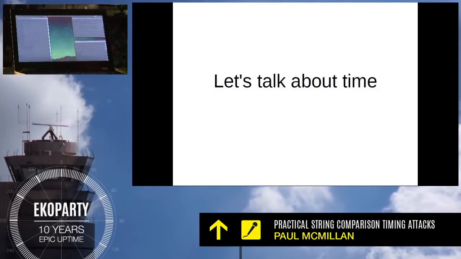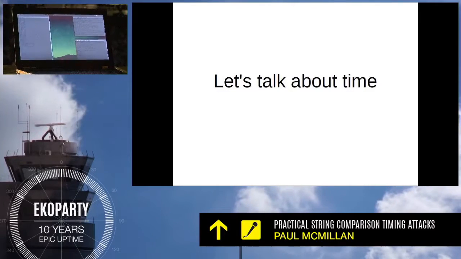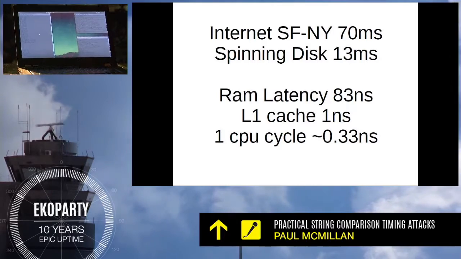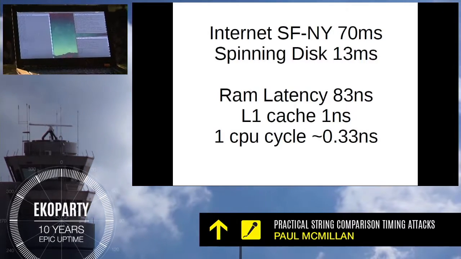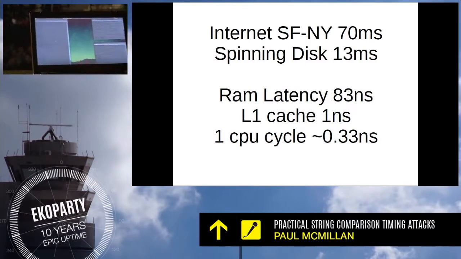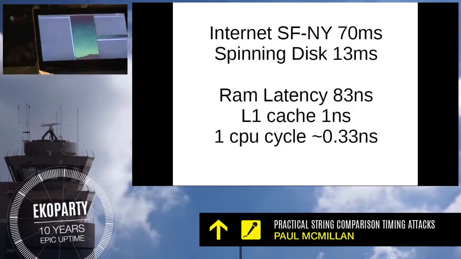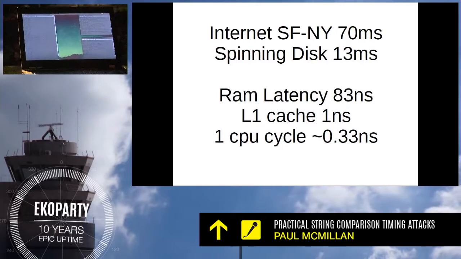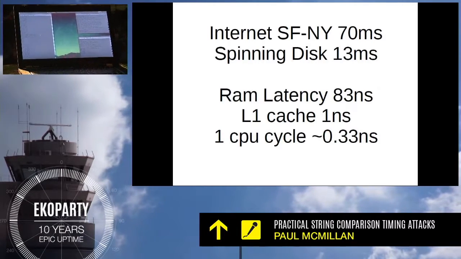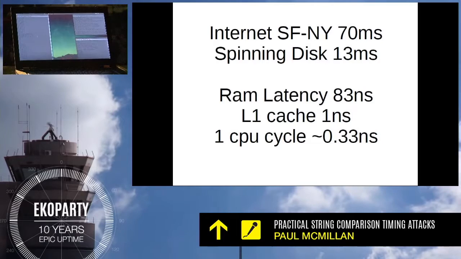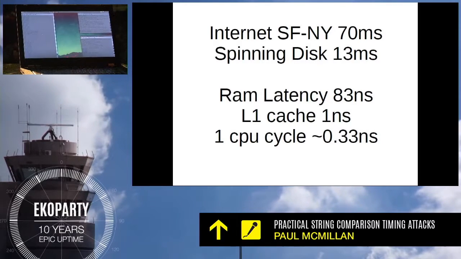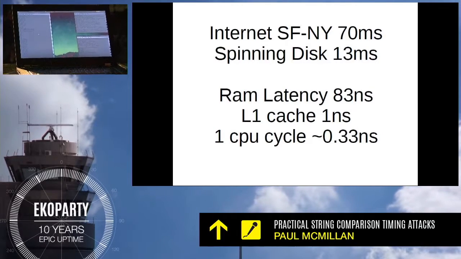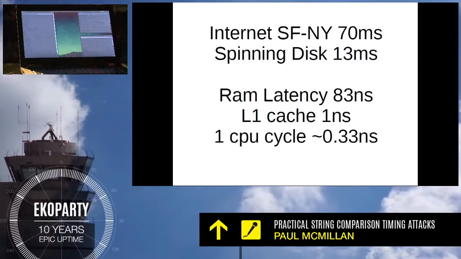So let's take a little bit of a diversion and talk about time. Let's look at some examples of the kinds of numbers we're working with here. The internet from San Francisco to New York takes about 70 milliseconds. Accessing data on a spinning disk takes about 13 milliseconds. Time to get to RAM takes about 83 nanoseconds. Access to the L1 cache on a CPU takes about 1 nanosecond. And one CPU cycle takes about a third of a nanosecond.